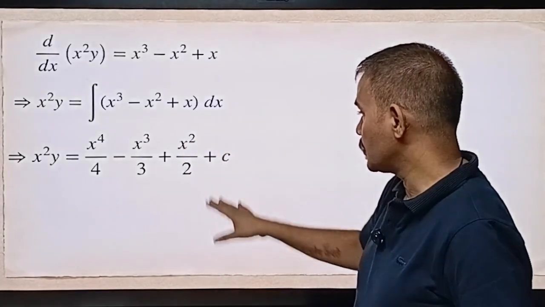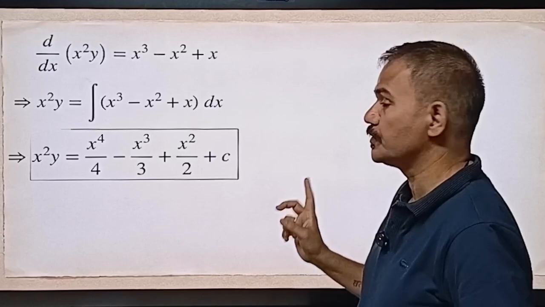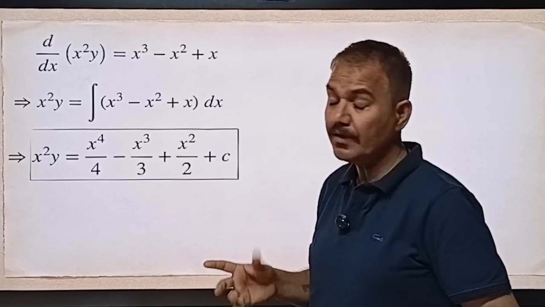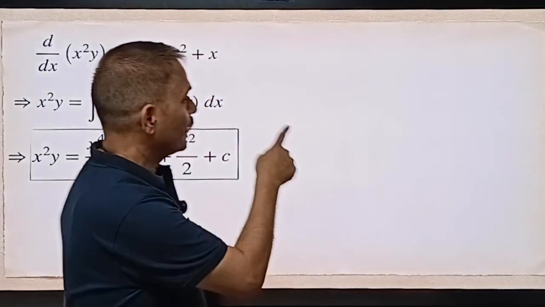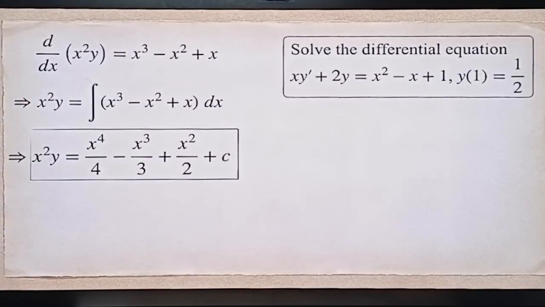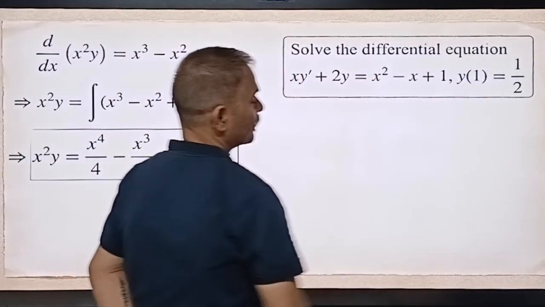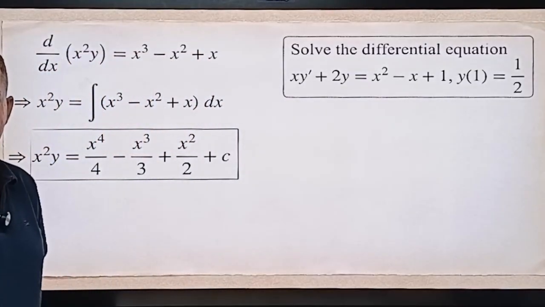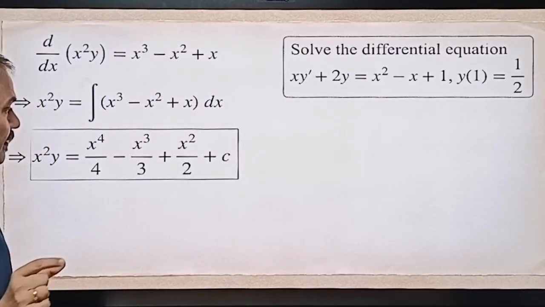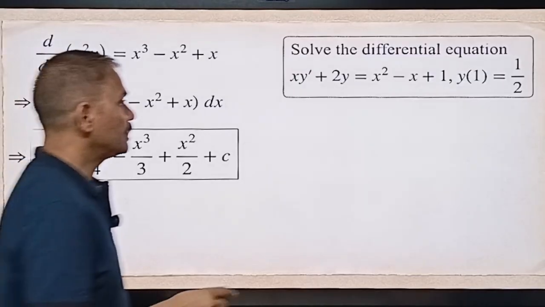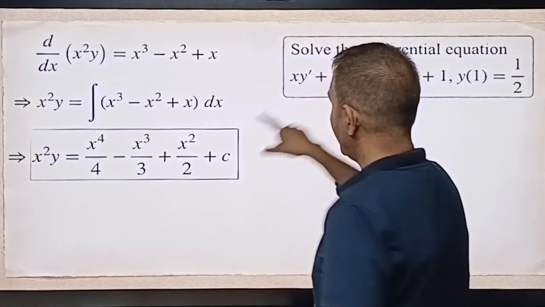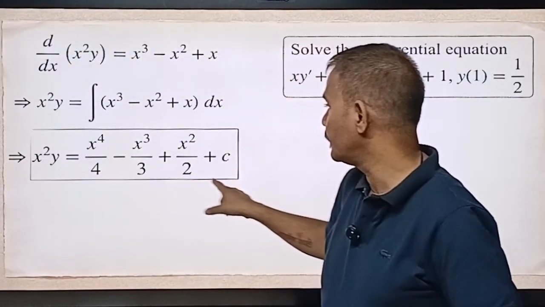This is the general solution of the given differential equation, right? But remember, what you were given was an initial value problem. That is, the value of y is 1 upon 2 when x is 1. So we need to find a specific solution or a particular solution. How do we do this? Just plug in x is equal to 1 and y is equal to 1 upon 2 in this one.